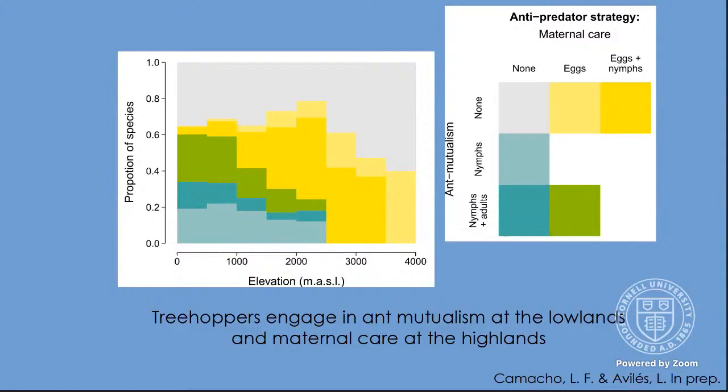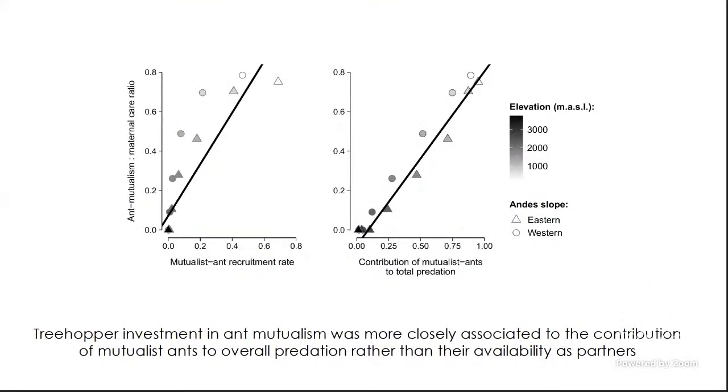However, we have to address an elephant in the room, and this is that we have shown that ant tree hopper mutualism is most frequent in the lowlands, but we have also shown that in the lowlands, ants are the dominant predators of invertebrates. So it's kind of a paradox there. And in fact, 96% of the ants that preyed upon our baits belong to species that are known to associate with the membracids. So we tested whether tree hoppers invest in mutualism or maternal care, and whether this was most closely associated with ant predation or the ants' availability as mutualistic partners.